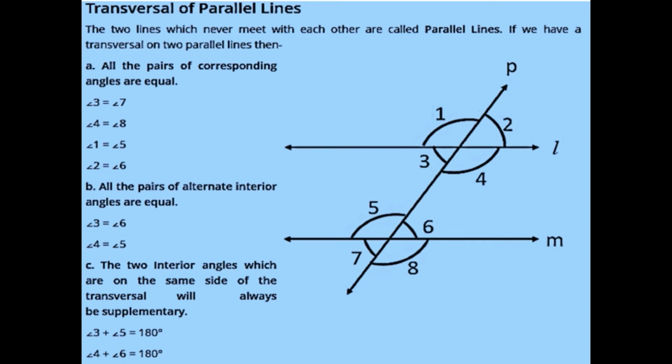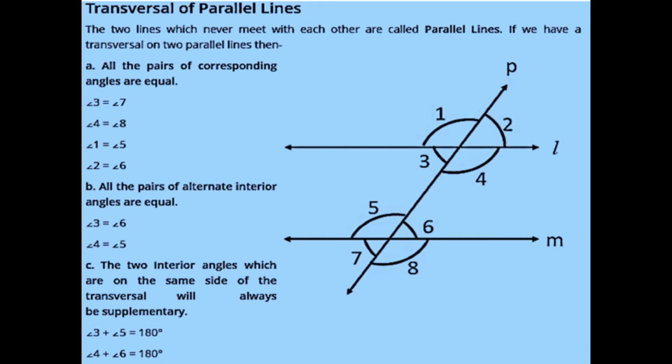Next, all pairs of alternate interior angles are equal. You see the diagram. Angle 3 equal to angle 6, alternate. Angle 3 and angle 6 are alternate because 3 is on one side, 6 is on the other side. Clear? In the center you have the transversal, 3 is on one side, 6 is on the other side. Both are interior angles. That's why alternate interior angles are always equal. Same way, angle 4 equal to angle 5.